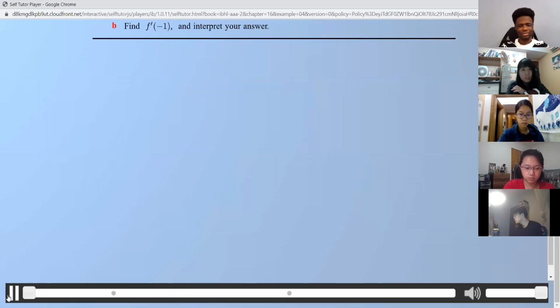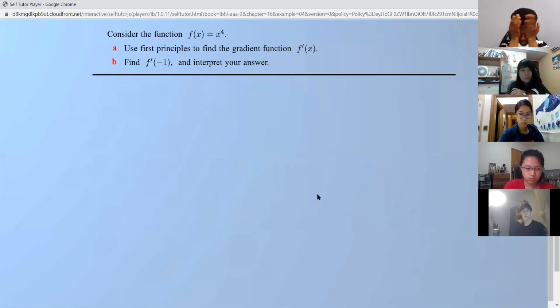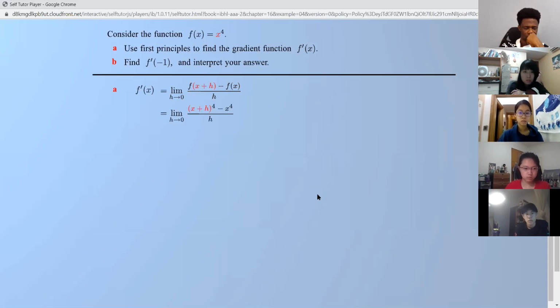Thank you, Mr. Chang. We have previously used limits to find the gradient of a tangent to a function f of x at a particular point. We can apply this method to a general point to find the derivative or gradient function f dashed of x. We call this method first principles. The derivative function of f of x is defined by this formula. To obtain f of x plus h, we substitute x plus h in place of x in the function for f of x. We can use the binomial expansion to expand the brackets, then simplify the result.